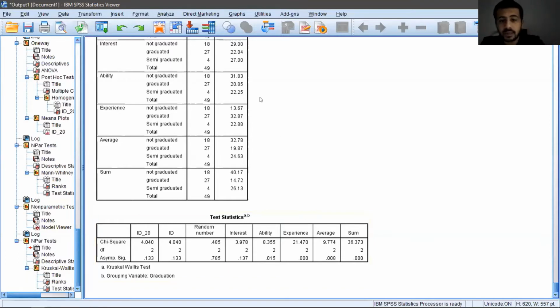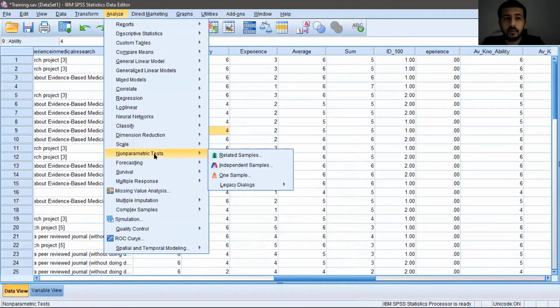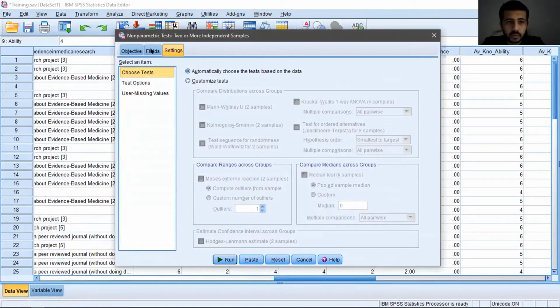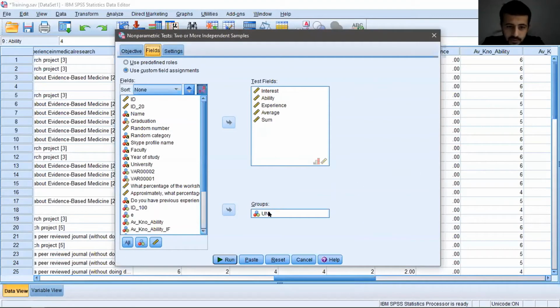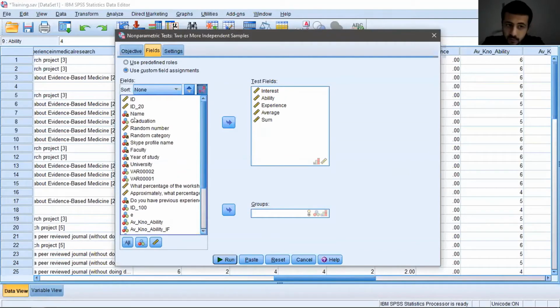What else do we need to do? Just a question: can we delay it to the second, because we need to finish that. Okay, non-parametric tests, independent samples. We can also take those instead of univariate. I will take graduation. This is the other way of doing the same thing. Okay, run.